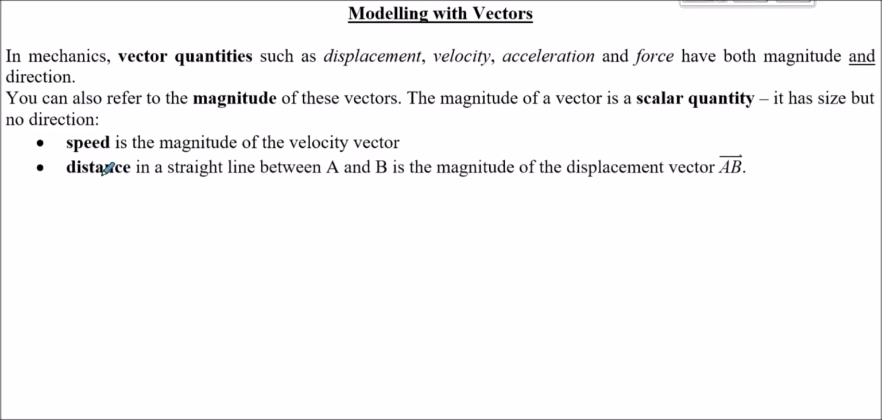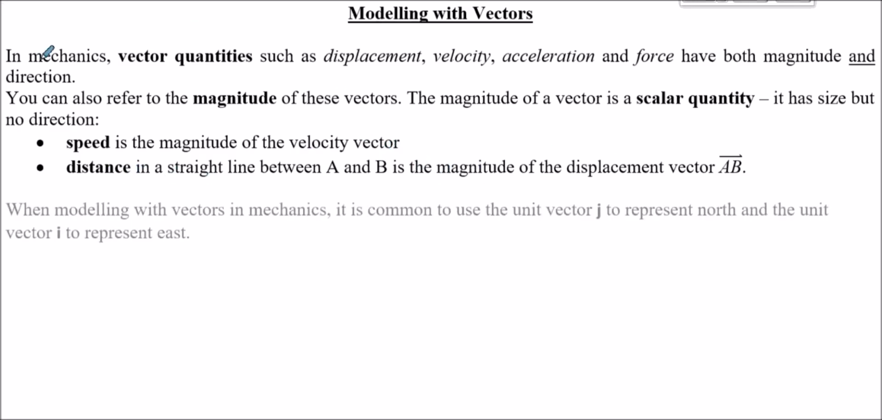In the same way, distance in a straight line between A and B is just the size of the displacement vector. So displacement takes into account the direction, distance is just the size of the displacement. When modelling with vectors in mechanics, it is common to use the unit vector j to represent north and the unit vector i to represent east.